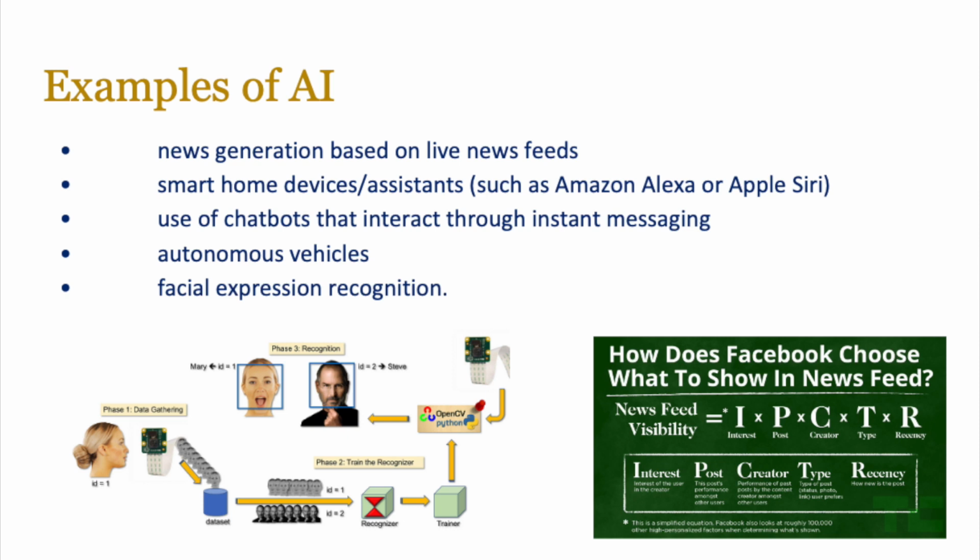AI is used in smart home devices, assistants such as Amazon Alexa or Apple Siri. They're used in chatbots like ChatGPT. They interact via instant messaging on websites. They're used in autonomous vehicles to decide what an object in front of it is or how far it is from the next car, when it should brake, when it should accelerate, all of that kind of stuff. Facial expression recognition is utilized. For example, are you happy? Are you sad? All of those are examples of AI, and there are so many more.